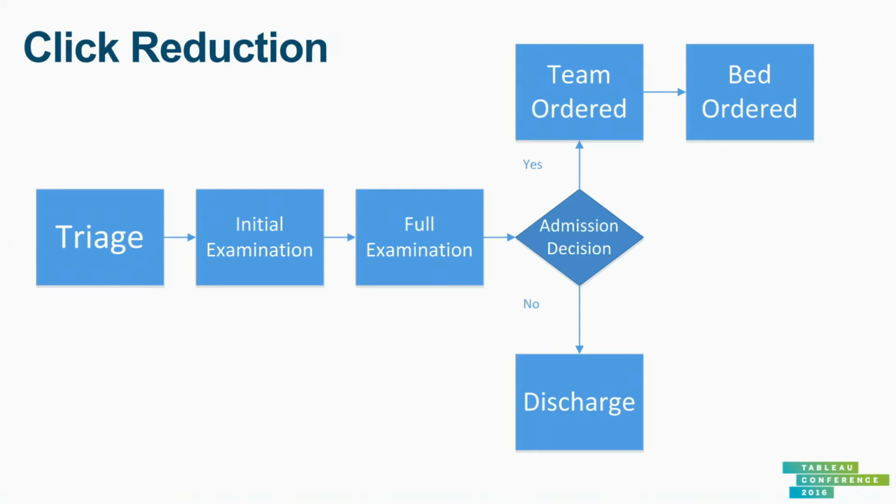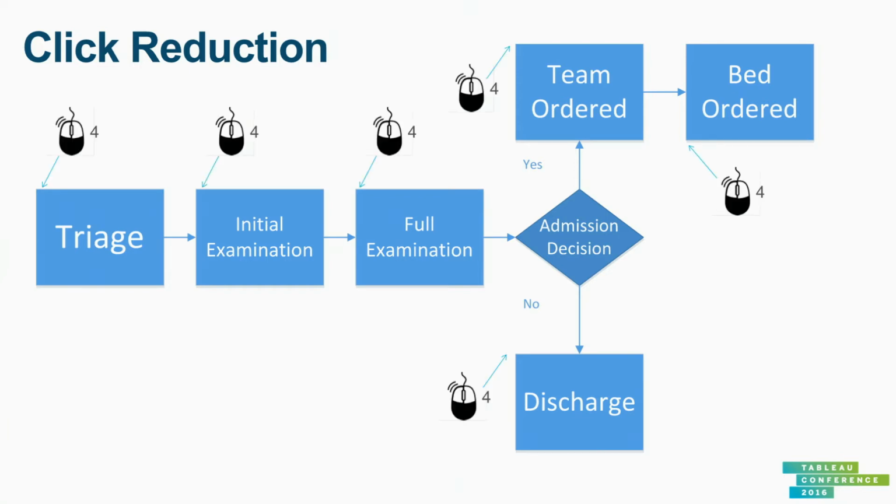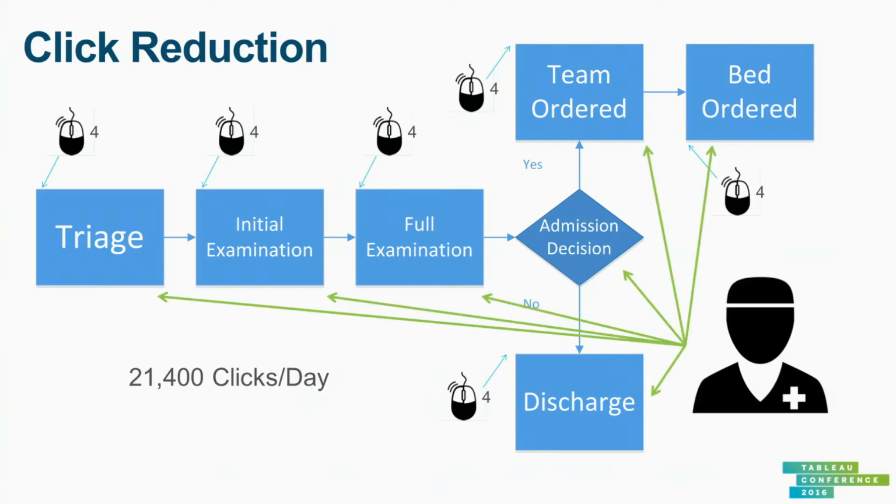Throughout the entire process of a patient coming into the ED, from triage to initial examination to full examination to whether or not they're going to be admitted or discharged, conservatively we save about 4 clicks on each step. Sometimes it's significantly more, if they're a high ESI 1 or ESI 2, a high incident patient who needs special attention. But in general, conservatively speaking, this saves about 4 or 5 clicks on each step of the decision-making process, which gives you around 21,400 clicks a day.